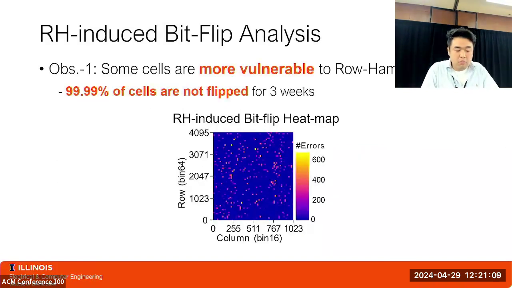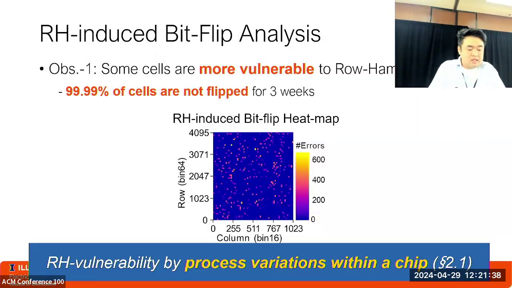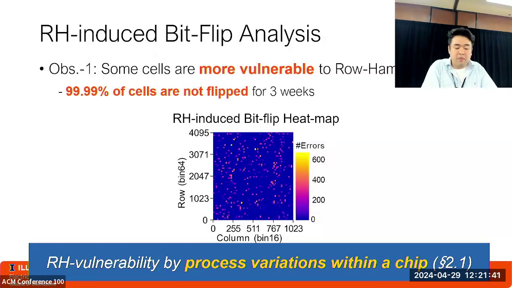We collected the number of bit flips for every cell in a bank over 3 weeks and plotted them in a bit flip heat map. This shows that some bits are far more frequently flipped than others. That means some cells are more vulnerable to Rowhammering. Meanwhile, 99.99% of the bits have not flipped even after conducting the Rowhammering experiment for 3 weeks. That is, Rowhammer vulnerability is caused by manufacturing process variation within a chip.